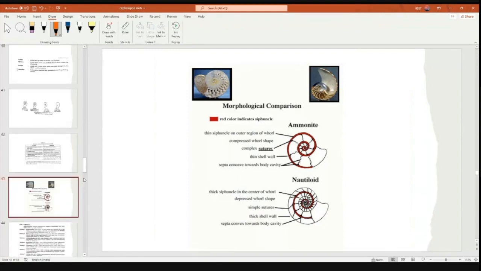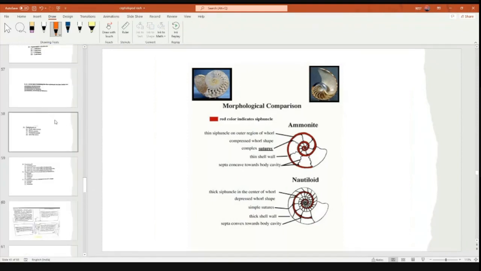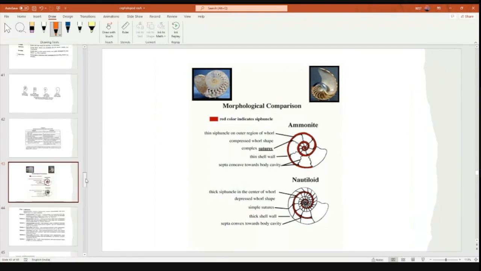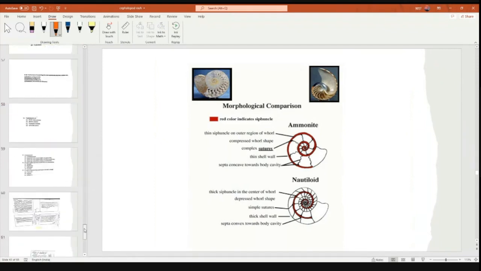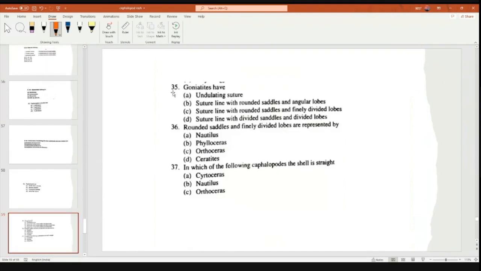On the basis of this theory, let's solve a few questions. Question number 35: goniatites have... B, ma'am. Yes, exactly, C.